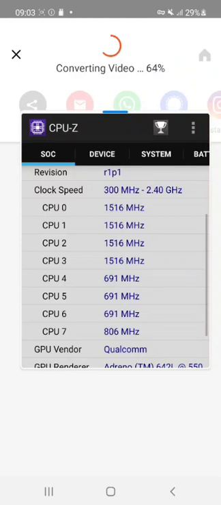Now it's not in restricted performance. It's not in battery saving mode. It's not in anything. It should be 2.4 right now. It says... yeah, it doesn't look like it's working. So there's something wrong here with this frequency. It's supposed to be high.